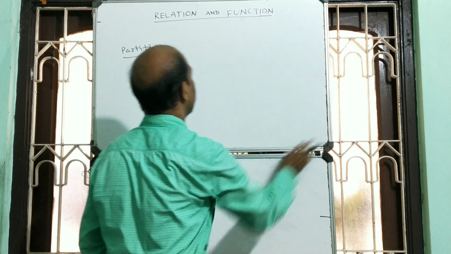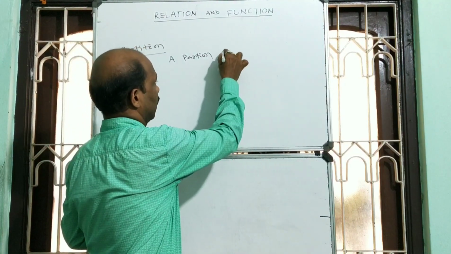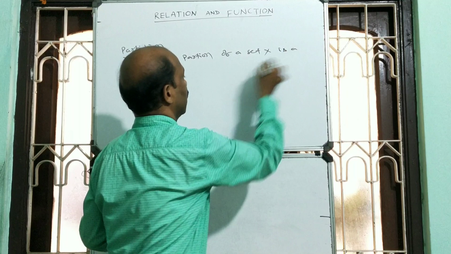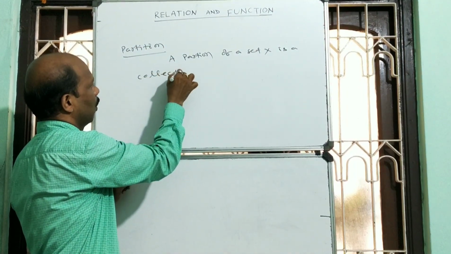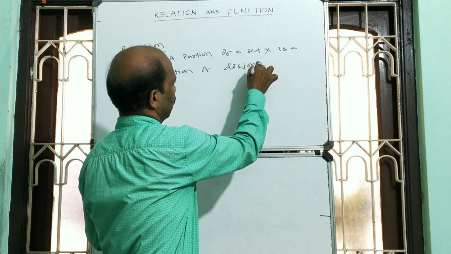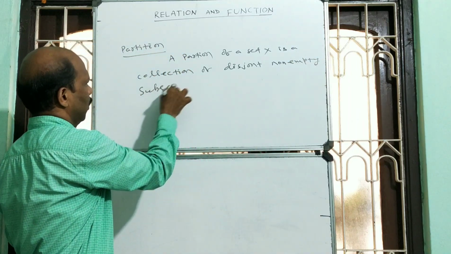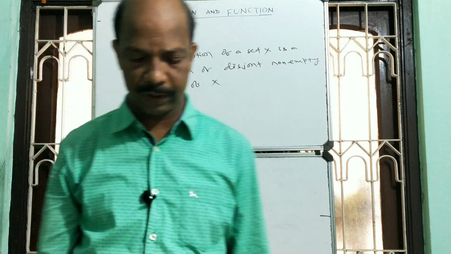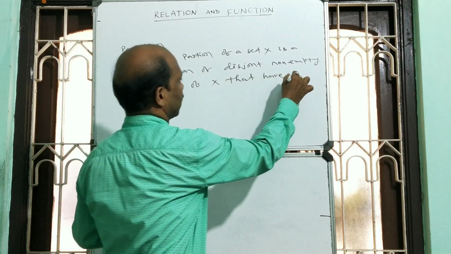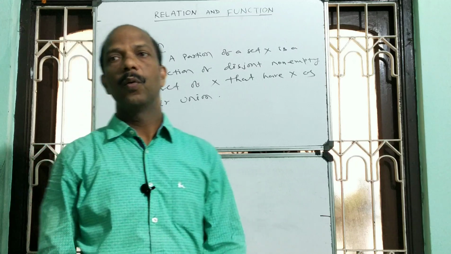That means the definition: a partition of a set X is a collection of disjoint non-empty subsets of X that have X as their union. That means what are the partitions of a set X?